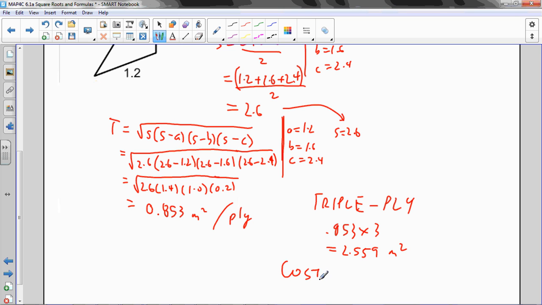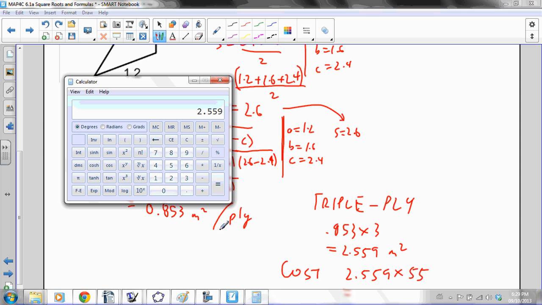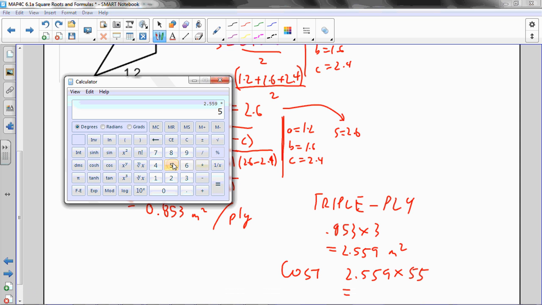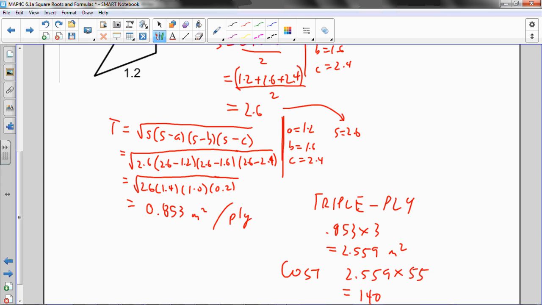So then what's the cost? Well, they said the cost was $55 a square meter, right? So just multiply that answer by 55. I get $140 for that sail. That's without labor and all that other business, sewing, 75 cents.